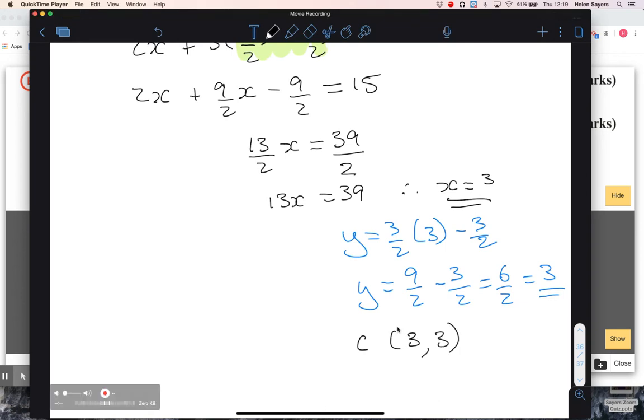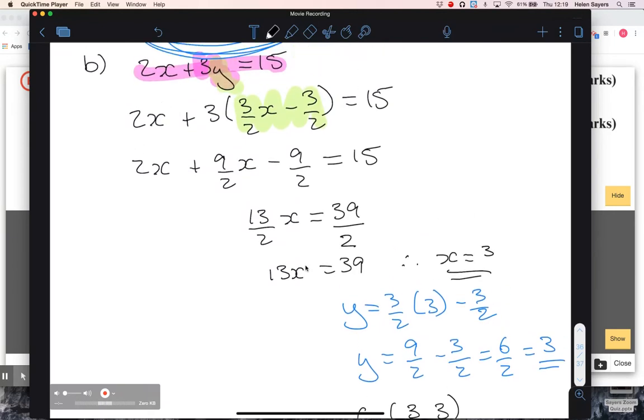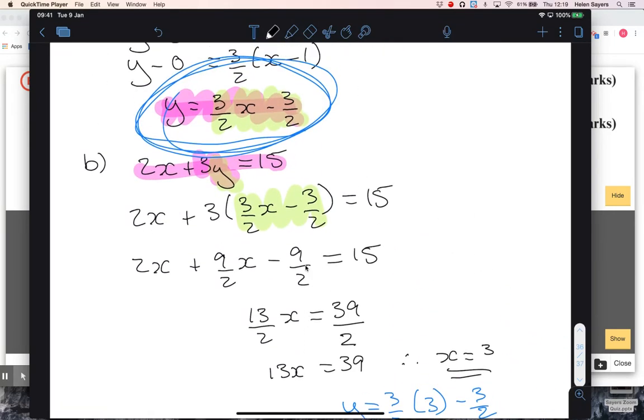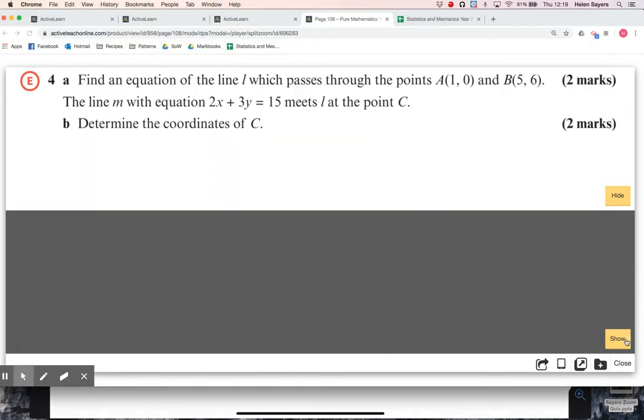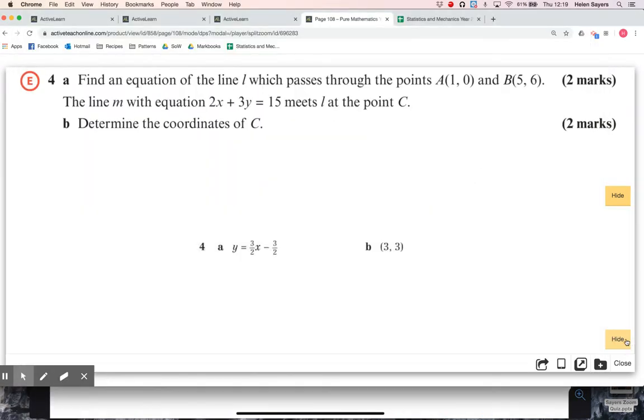If I was worried why they've come out the same, the easiest thing is to quickly go back to each of these and check that it works. Well, that's the one I used. So if they were both 3: if x is 3, that's 6, and if y is 3, that's 9, so that would equal 15. Yeah, I think I'm happy with those. Let's just double check the other one. So (3, 3), and y equals 3 over 2 x minus 3 over 2. Yeah, that's what we got.